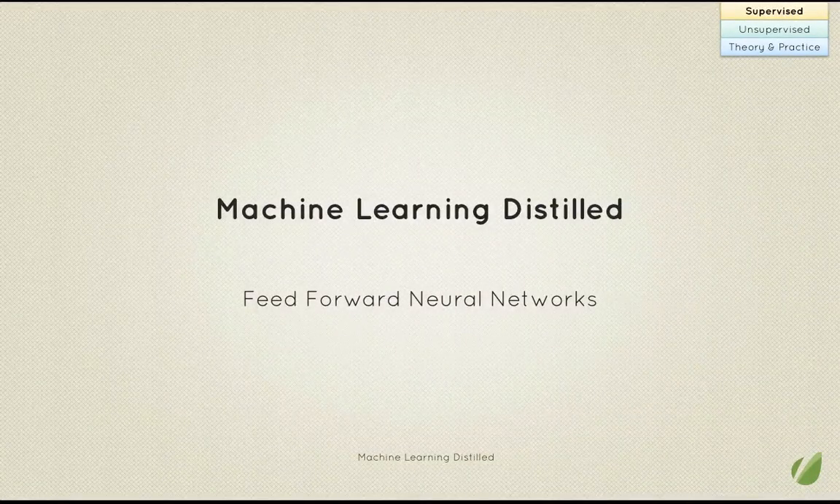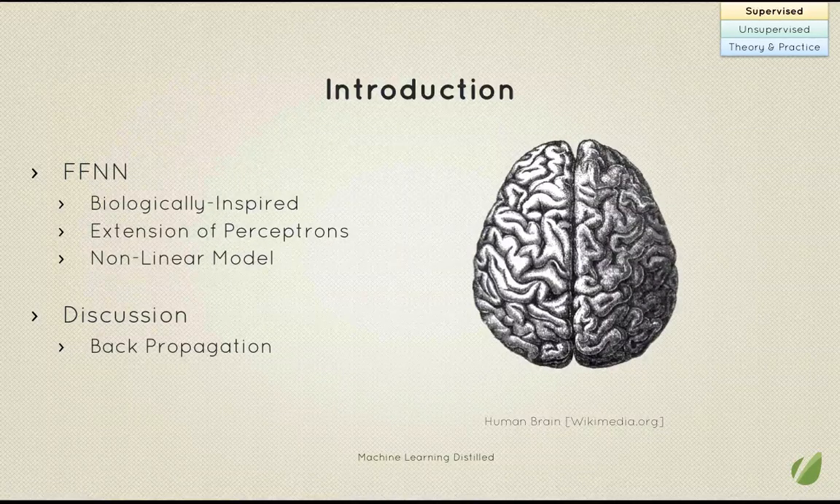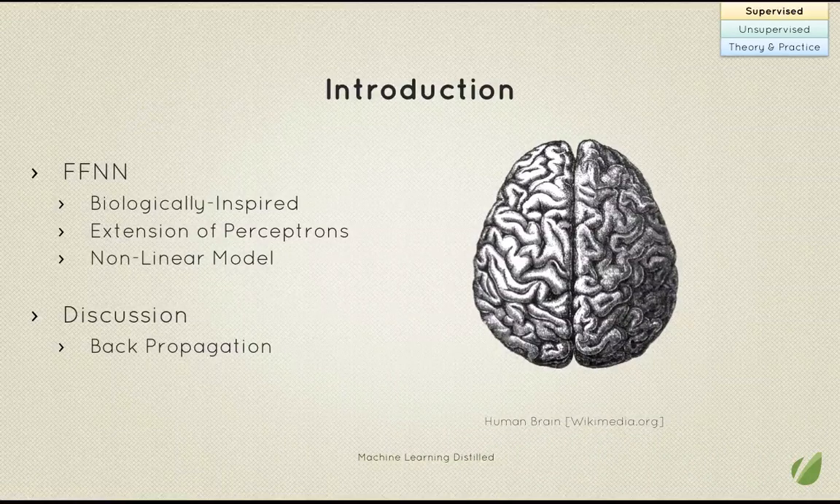In this lesson of Machine Learning Distilled, we're going to look at feed-forward neural networks, something that's also called artificial neural nets. The feed-forward neural network is an algorithm that's inspired by biology, inspired by the biological brain. It's really an extension of the perceptron that we've already looked at. Combining several perceptrons together allows us to model nonlinear functions. We'll also discuss the backpropagation algorithm, a very important algorithm that trains neural networks.